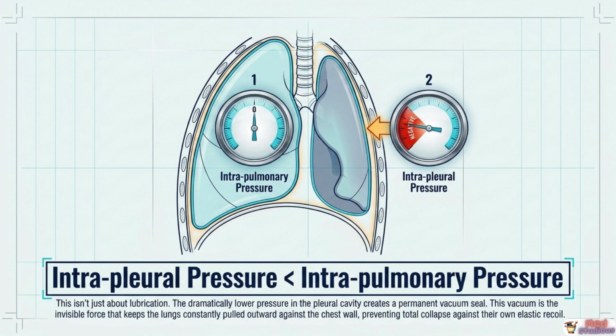Let's dive deeper into the physics of the pleural cavity. The fluid in this space isn't just about lubrication. There is a dramatically lower pressure inside the intrapleural cavity compared to the intrapulmonary pressure inside the lungs. This difference creates a permanent, powerful vacuum seal. This vacuum is the invisible force that keeps the lungs constantly pulled outward against the chest wall. Without this negative pressure, the lungs would instantly collapse against their own elastic recoil. It is a stunning example of anatomical physics that allows your lungs to effortlessly follow the expansion of your ribcage.